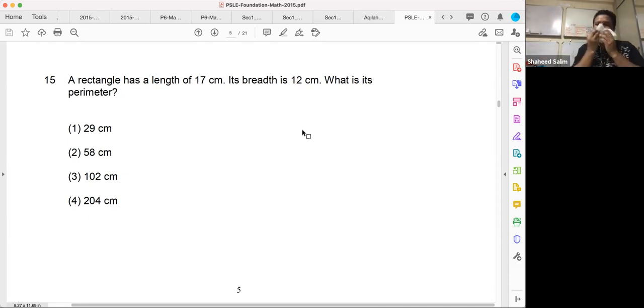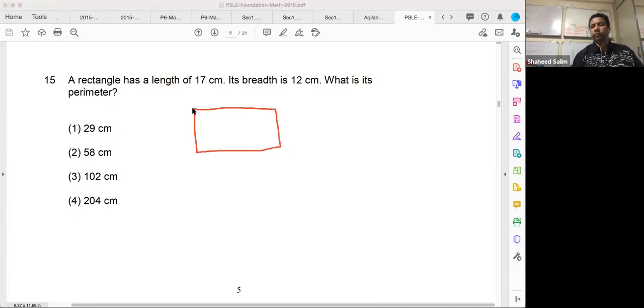You see, you need to draw lah. If you have a rectangle, that's why you need to have paper and pencil. You draw, then can you imagine? If you try to draw the length and the breadth, you label it lah. Then you can get it.